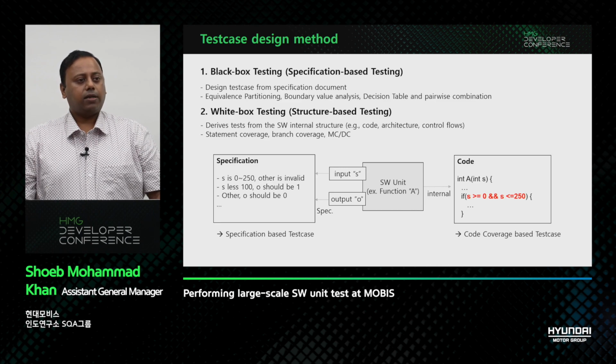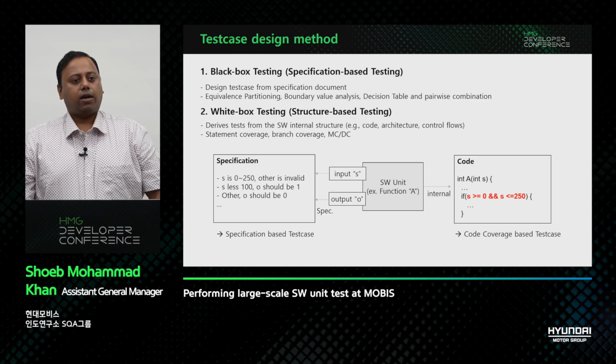Test case design method. There are two types of methods: black box testing, also known as specification based testing. Test cases are designed from specification documents. Techniques which are used in this are equivalence class partitioning, boundary value analysis, decision table, pairwise combination.